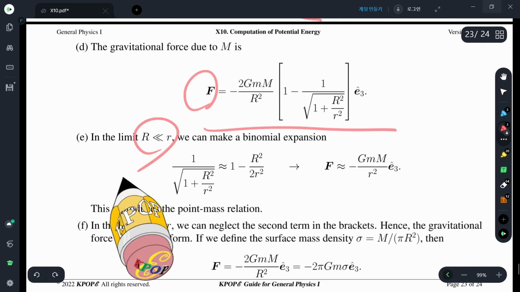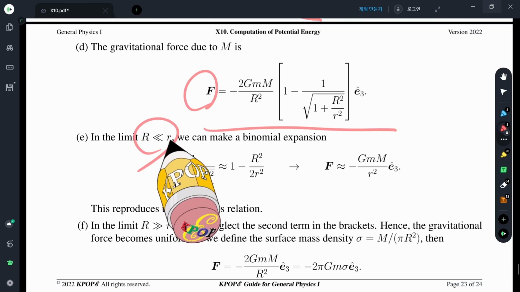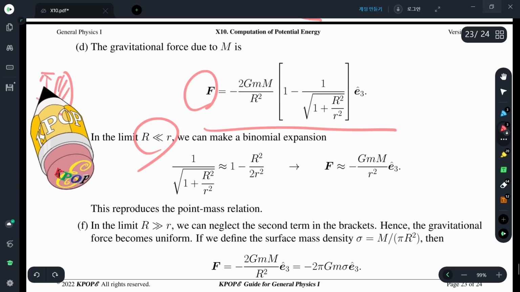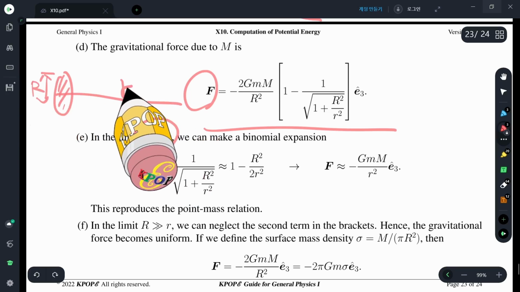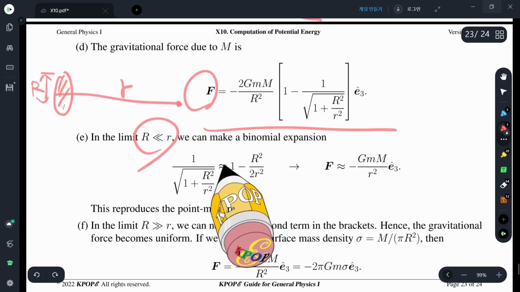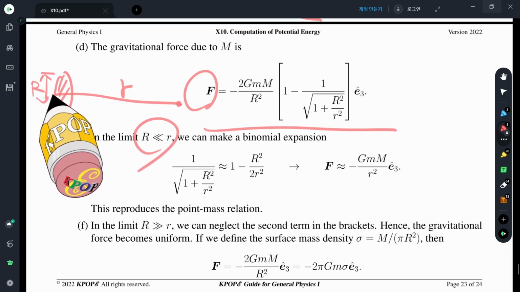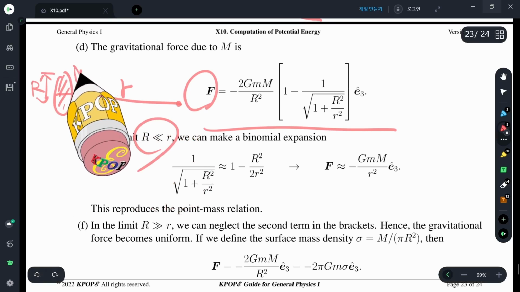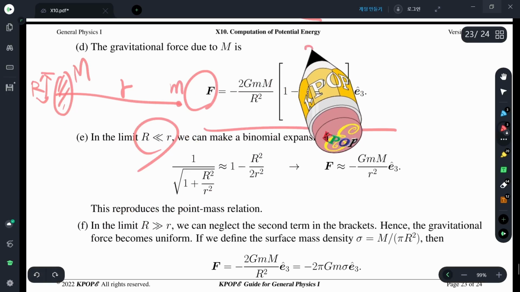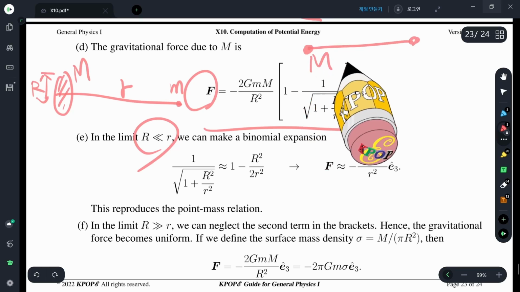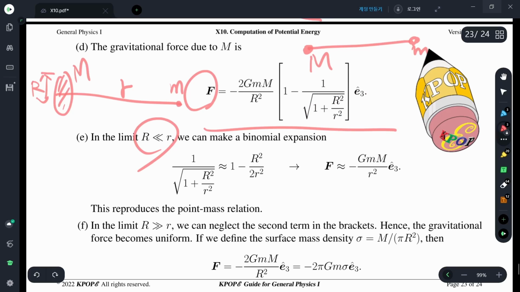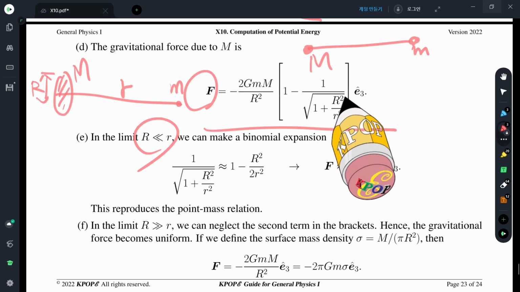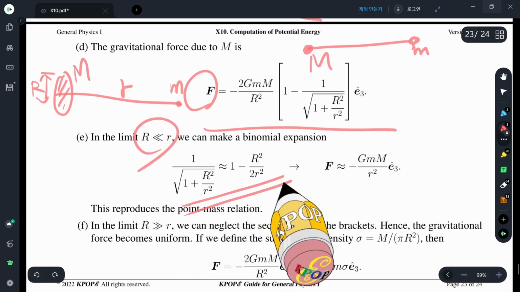And why don't we take the limit where small r is much greater than the disk radius? The disk radius is capital R, and this distance is small r. Small r is much greater than the radius of the disk. In that case, the mass m is here, small m is here. It's nothing but two point particles. Let's see if it is true. If r is much greater than capital R, then it can be approximated in this form.